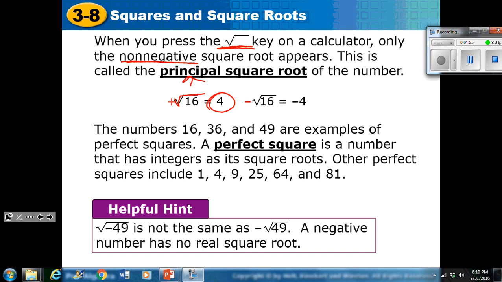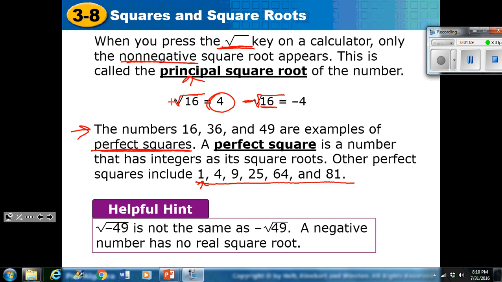This right here means if you were doing this on your calculator, you'd put in 16, then you'd hit the square root key, and then you'd hit the negative button, and that would equal negative 4. Okay, the numbers 16, 36, and 49 are examples of perfect squares. A perfect square is a number that has integers, that means 1, 2, 3, 4, negative 1, negative 2, negative 3, negative 4, as its square roots. Other perfect squares include 1, 4, 9, 25, 64, and 81.